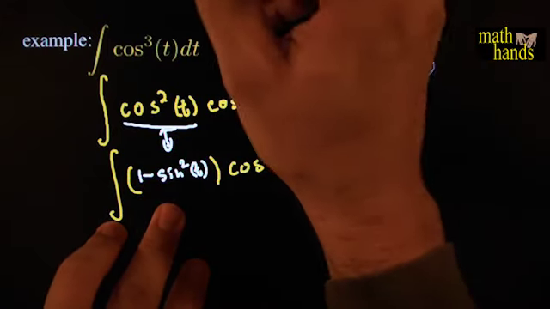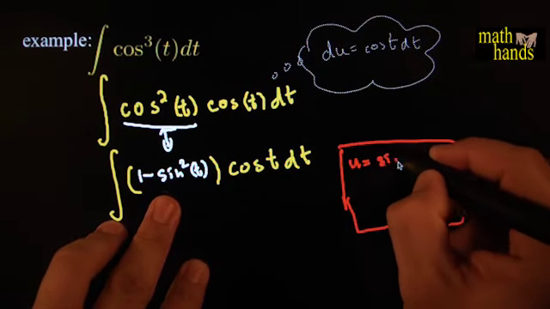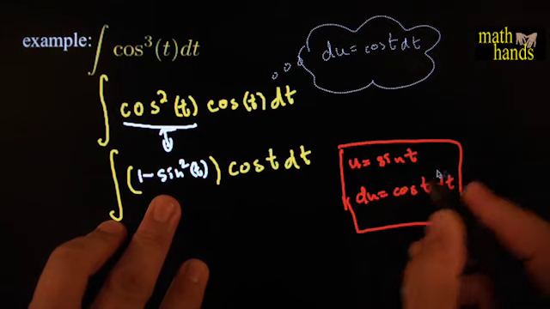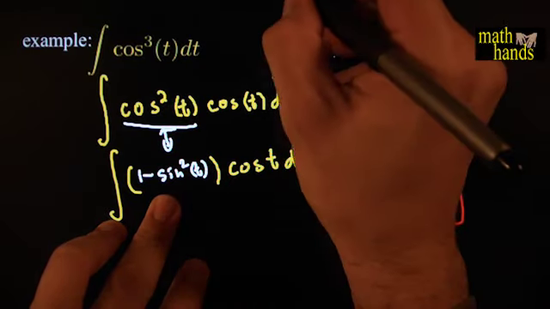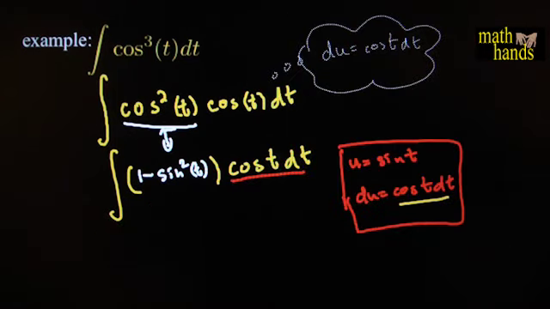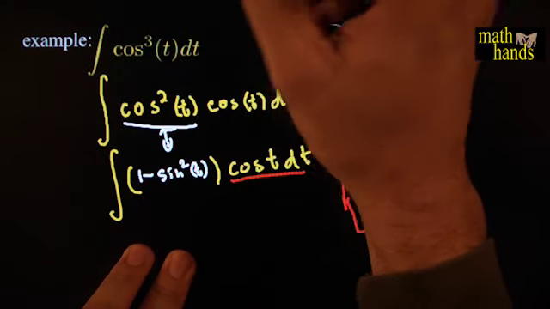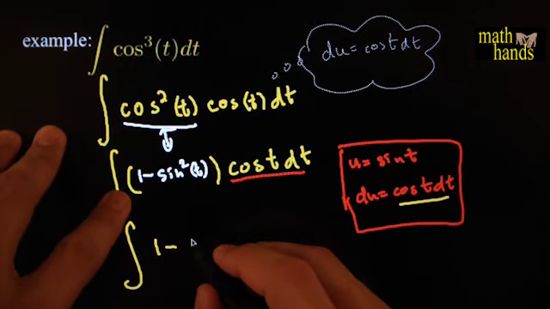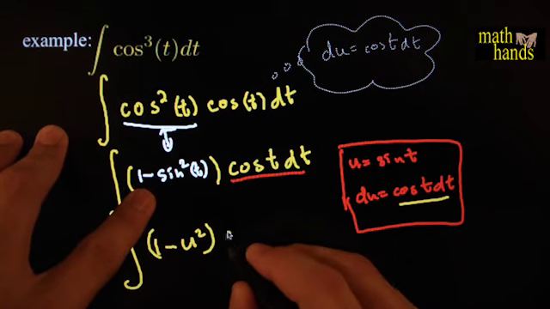And now I go with my u sub. I'm going to make my u be sine t. Then du would be equal to cosine t dt, and that's exactly perfect. That's what I had planned all this time, because this is going to be exactly a du, right? Stop me if I'm lying. You guys can't stop me. You can't stop the hands. The only thing that can stop the hands is the hands. There's no kryptonite. 1 minus u squared times du.